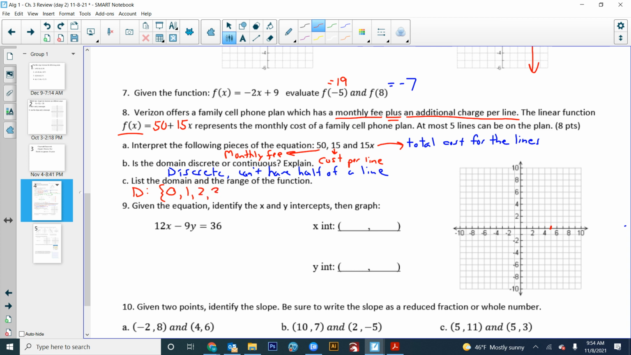2, 3, 4, 5. You have to write it like that. Are you guys checking your answers? Is that the same or different from this?